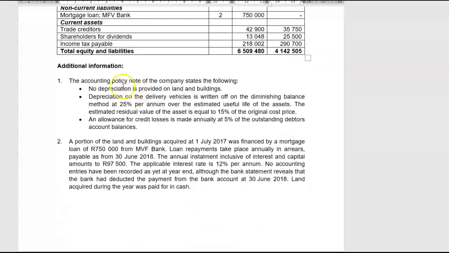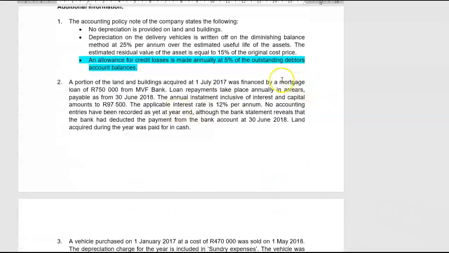The accounting policy is no depreciation on land and buildings, depreciation on delivery vehicles, and an allowance for credit losses is made annually at 5% of the outstanding debtors balances. I'm not going to look at the PPE calculations here. I think we've done enough of that. I'm not going to look at note two at all, except here that they say a portion of land and buildings was financed by that mortgage loan of 750,000. The annual instalment, inclusive of interest and capital, was 97,500. The applicable interest rate is 12% per annum.